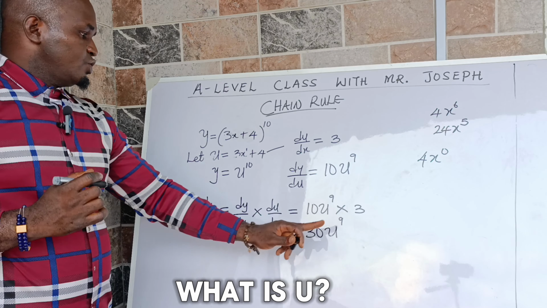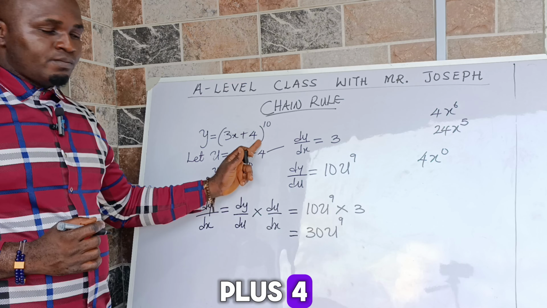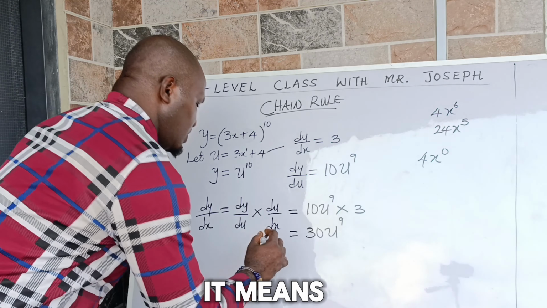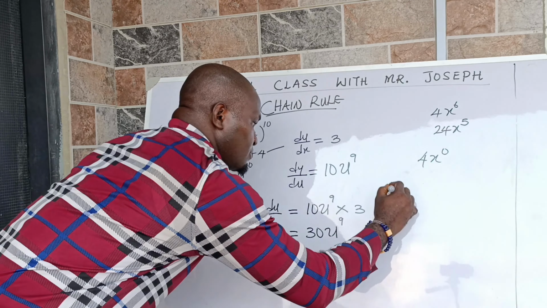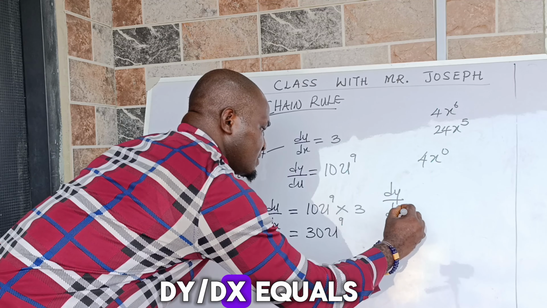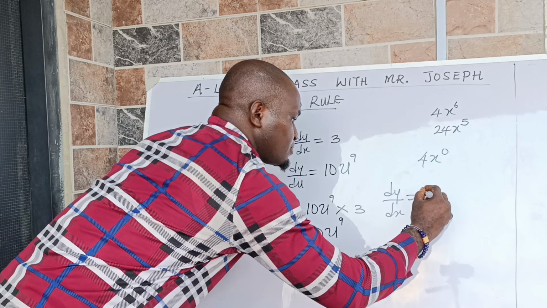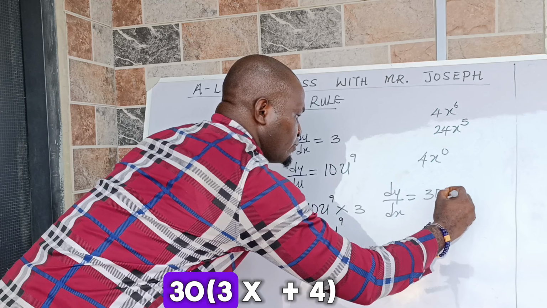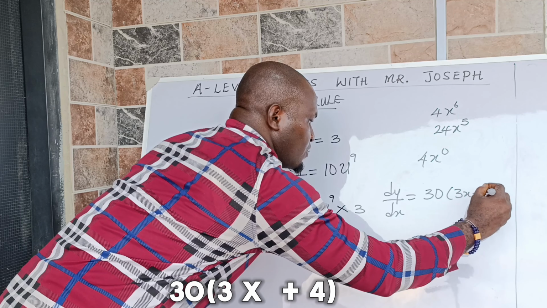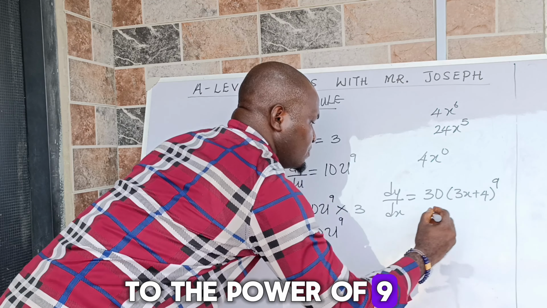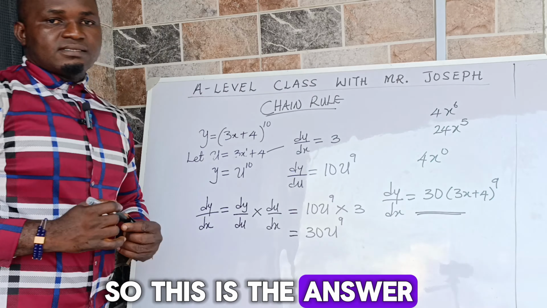What is u? u is 3x plus 4. So put it back. It means dy/dx equals 30(3x + 4) to the power of 9. So this is the answer.